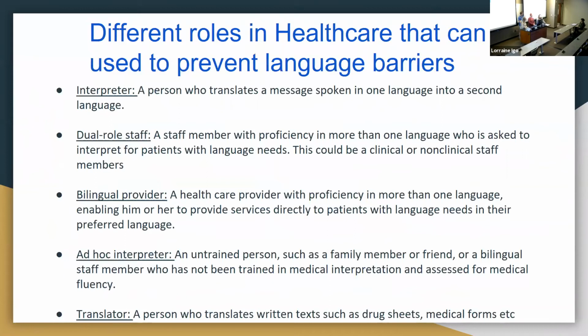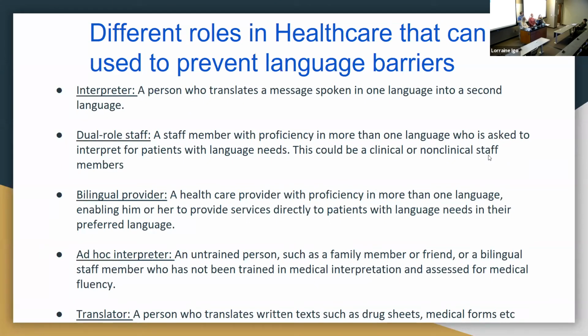Some different roles in healthcare that could be used to prevent language barriers are the interpreter, the person who may be in the room while you're giving information. There's also dual role staff. Just as an example, the other day I was in the ICU and a patient from Portugal went into cardiac arrest and needed to be intubated. They were trying to convey to him that he was being intubated, but no one spoke Portuguese on the floor. They actually had a nurse come down from an upper floor to communicate to him that he was going to be intubated because he didn't have any family around either.